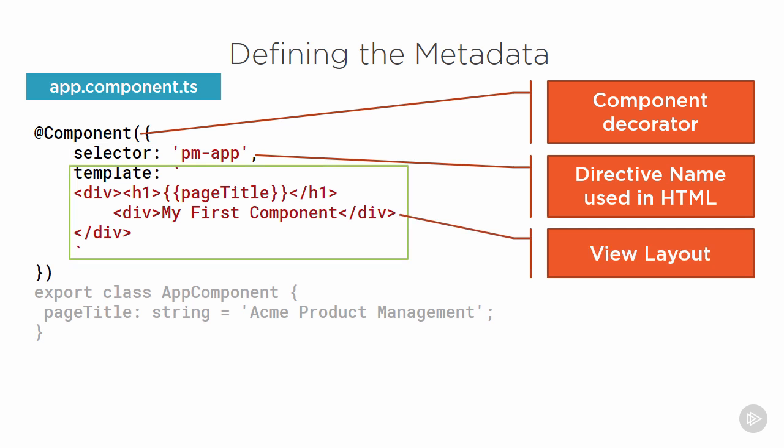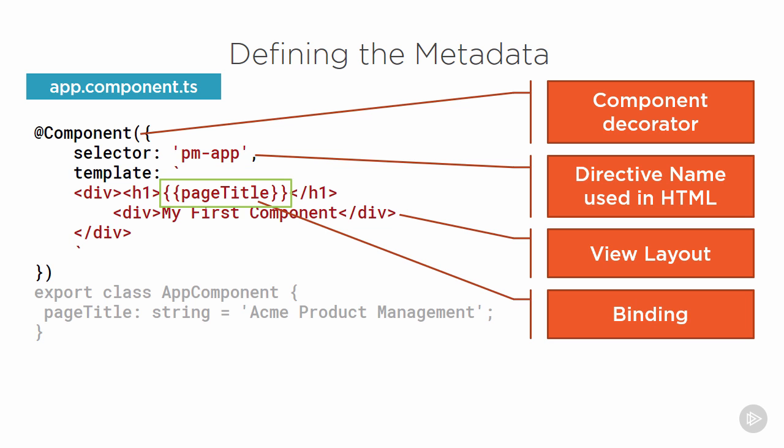A component should always have a template. Here we define the layout for the user interface fragment, or view, managed by this component. The double curly braces indicate data binding. We bind the h1 element value to the pageTitle property of the class. So when this HTML is rendered, the h1 element displays Acme Product Management. We'll see that in the upcoming demo as well, and we'll cover more about binding in a later module.